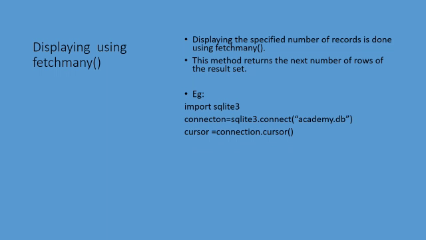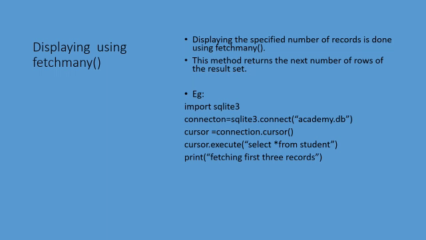Next, import sqlite3, connection equal to sqlite3.connect academy.database, cursor equal to connection.cursor. As usual, the same thing. We are importing sqlite3 and connecting to a database named academy.database, and I am assigning cursor as connection.cursor. Then as usual, cursor.execute select star from student. This will display all the fields in the student table.